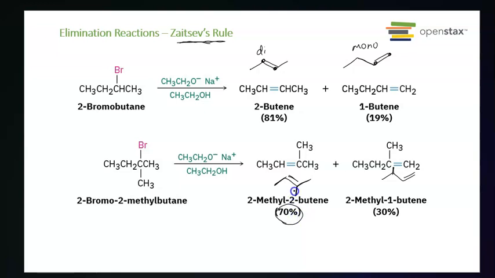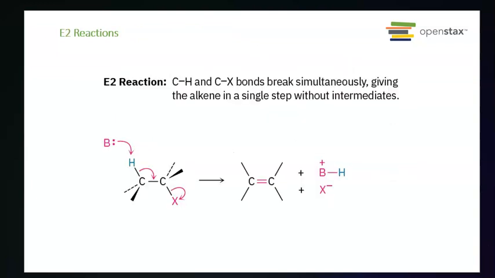So you have to make sure that while predicting the products of elimination reactions, you keep in mind Zaitsev's rule, but then you will also see that when we are talking about the E2 mechanism, you also have to make sure that the product is following what is called the anti-periplanar geometry. Okay, we'll talk about that in a bit.